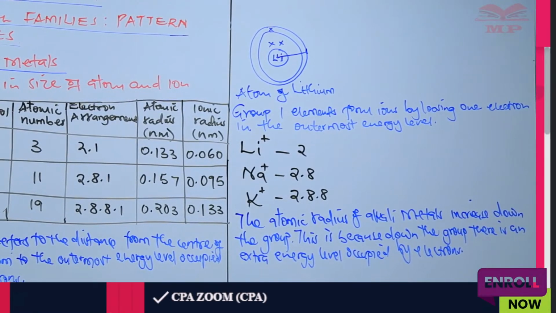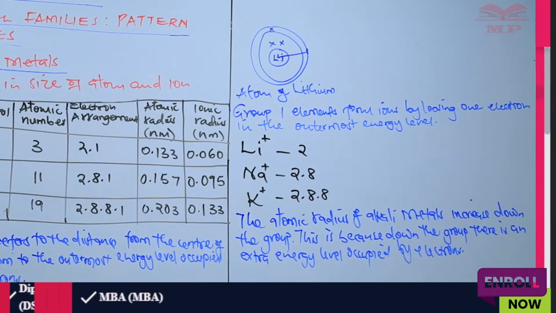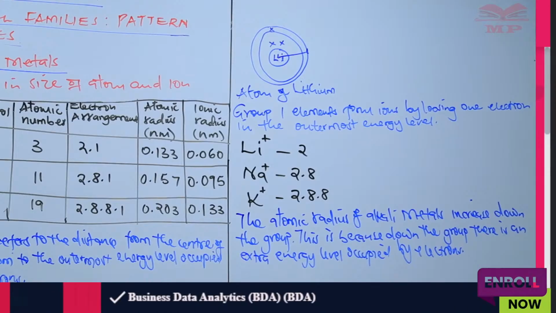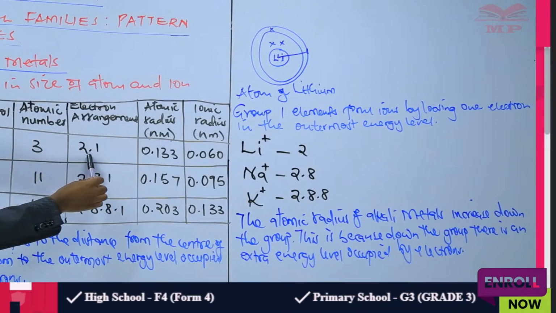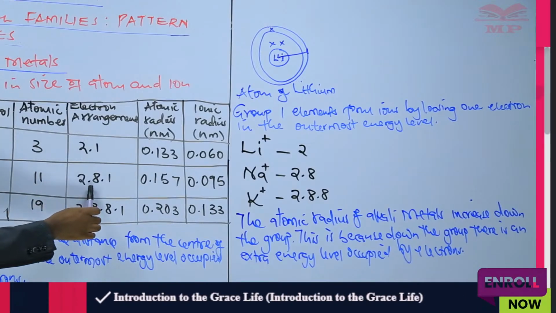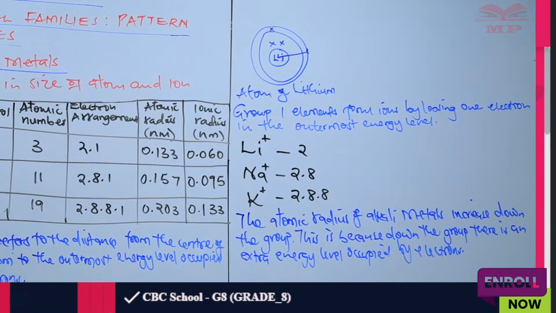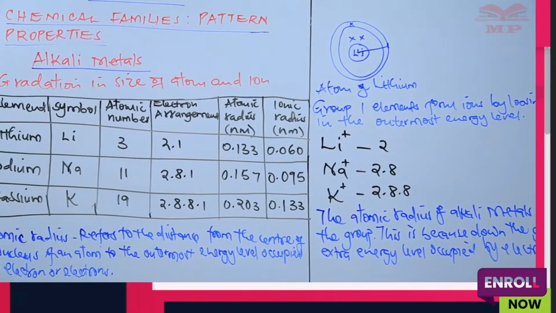And we have explained that the reason the atomic radius is increasing down the group is because there is an extra energy level occupied by the electrons. Lithium has 2 energy levels occupied by electrons. Sodium has 3 energy levels occupied by electrons. And potassium has 4 energy levels occupied by the electrons.